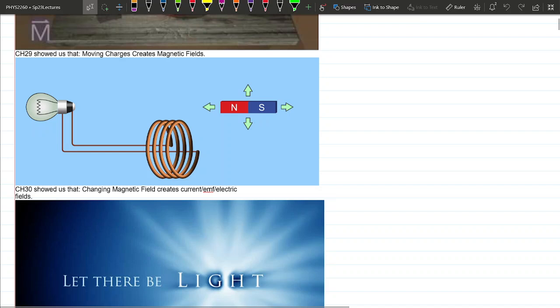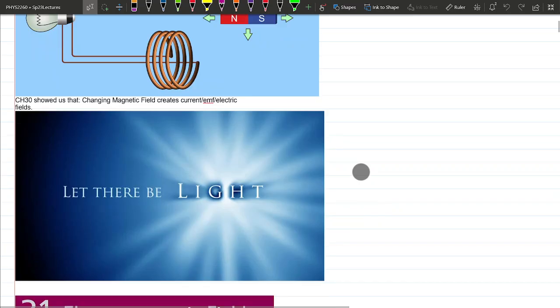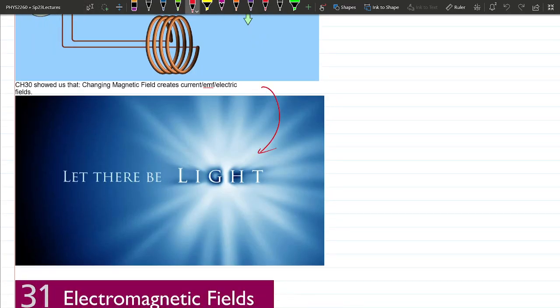And then in chapter 30, I also showed you this, where we have a magnet, and if we move it around, a changing magnetic field gives you current, EMF, or an electric field. So somehow, intrinsically, a changing electric field creates a magnetic field, and a changing magnetic field gives you an electric field. Those two fields are intrinsically connected, and when you combine them, you get light.